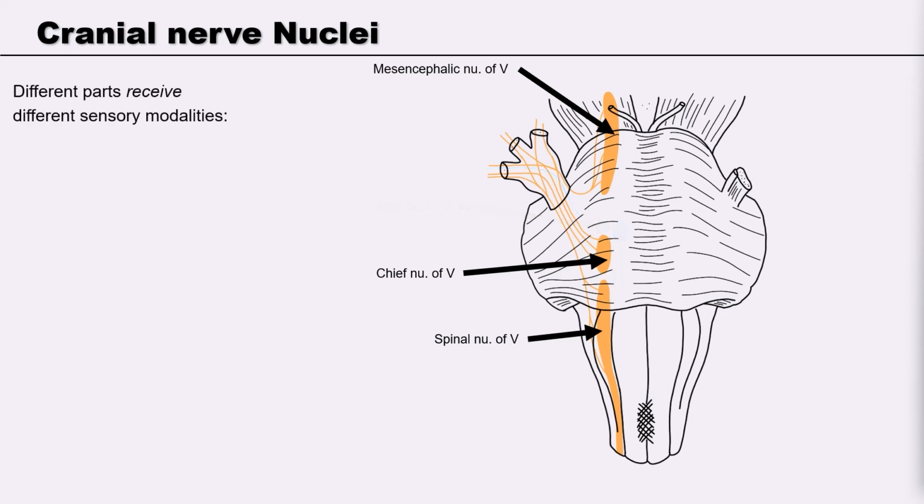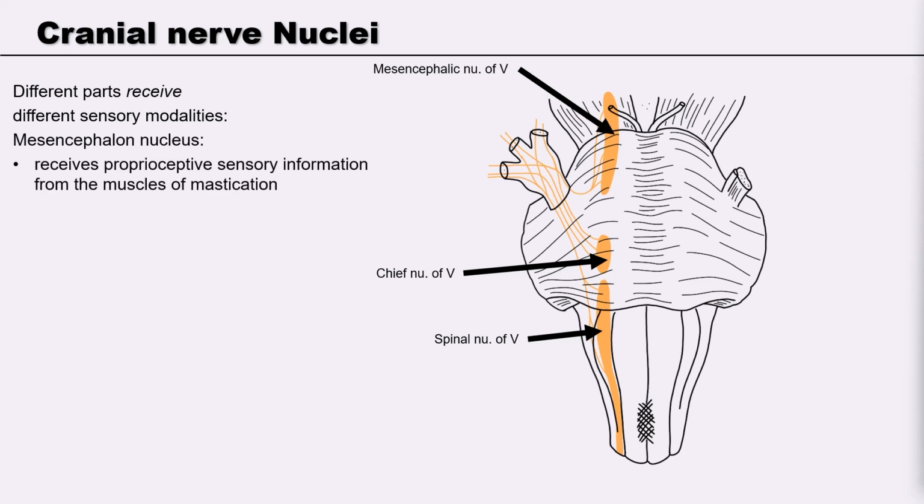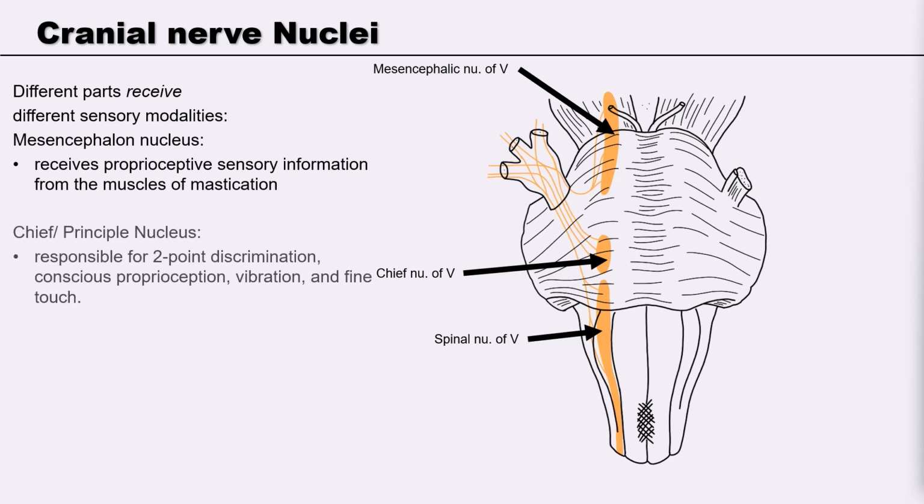The mesencephalic nucleus receives proprioception information from the muscles of mastication. That nucleus is particularly important for preventing us from biting our tongue when we talk, even if our tongue feels numb. This is because it knows whether our mouth is open or closed. The chief or principal nucleus is the one that receives more complex sensory information, such as vibration or fine touch and 2-point discrimination.